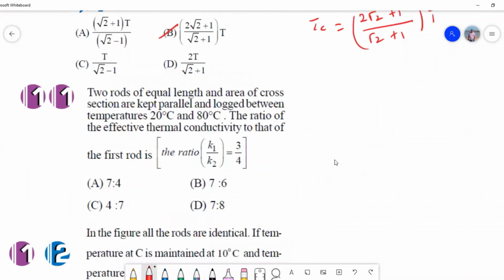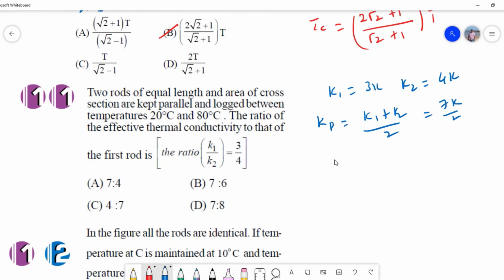Let's see problem number 11. In this problem, two rods of equal length and area of cross section are in parallel and placed between the same temperatures. So let's take K1 as some 3K, K2 as some 4K because the ratio is given. So in parallel combination for the same area of cross section, it is K1 plus K2 by 2. So simply 7K by 2.